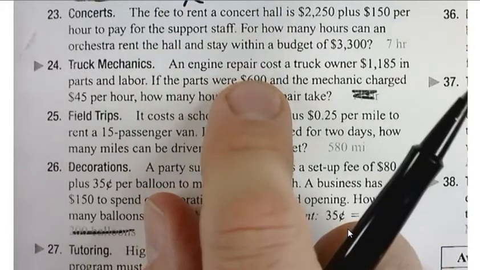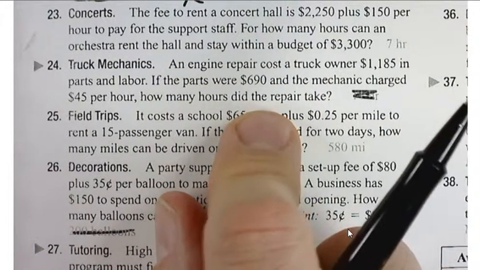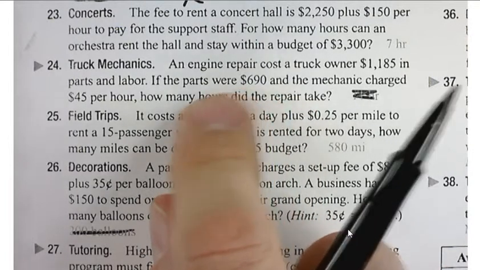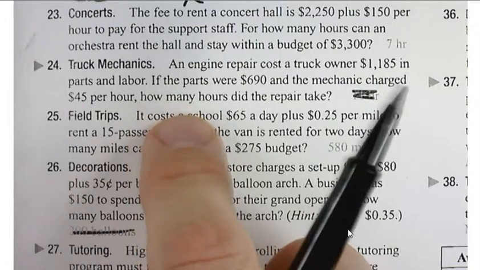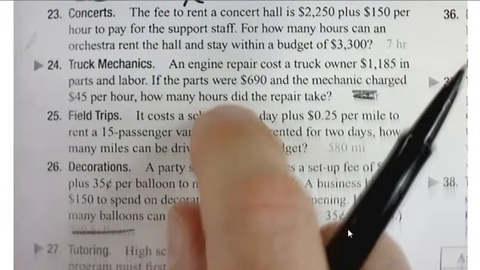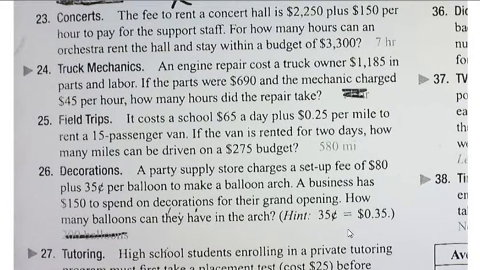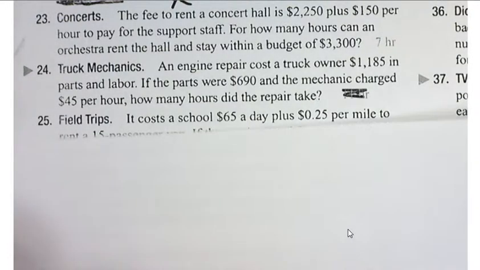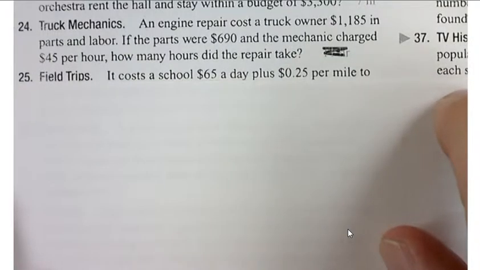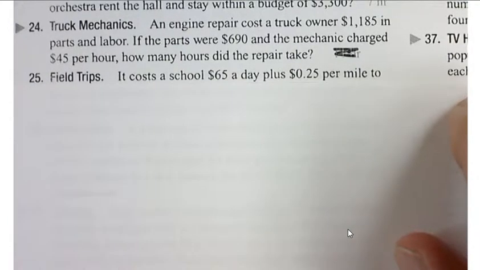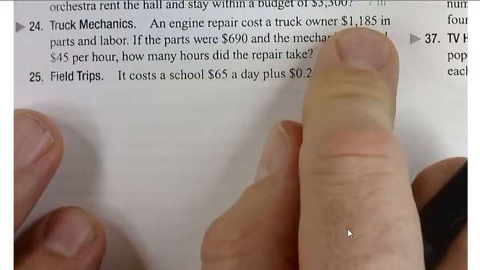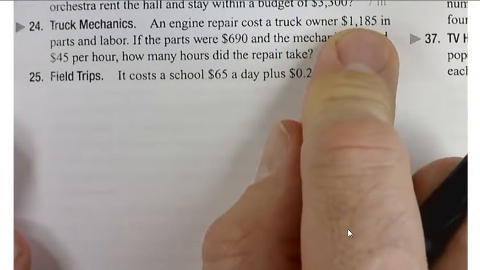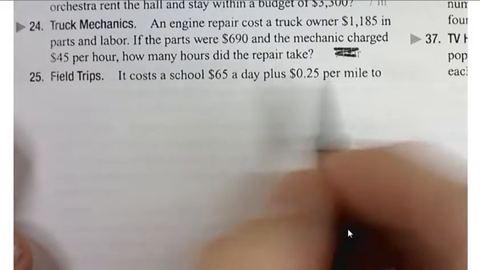Parts and labor. Here, down here. If parts were $690 and the mechanic charged $45 an hour, how many hours did the repair take? Okay. Well, let's start the same way we did with the previous problem. A truck owner spends $1,185 in parts and labor. Can I get an equation out of that?